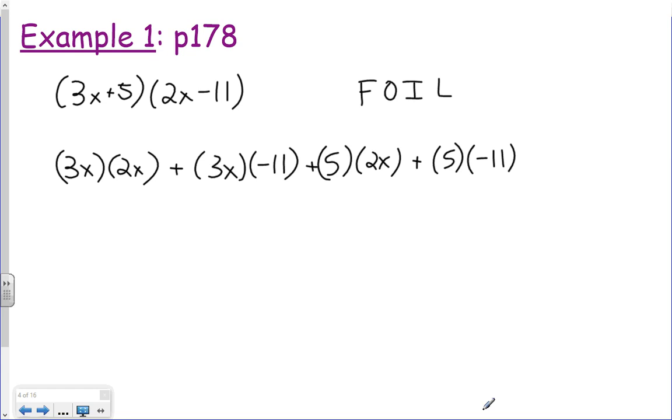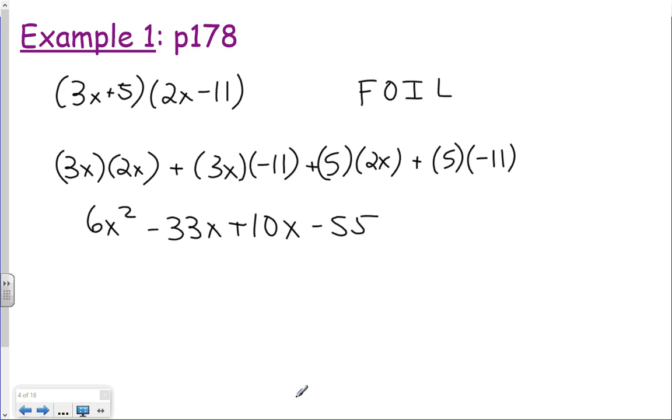And now simplify this. You have 3x times 2x, that's 6x squared. You've actually got two x terms here in the middle. We'll combine those here in a second, but let's multiply them first. We've got 3x times a negative 11, that's a minus 33x. You've got 5 times 2x, that's 10x. Again, we'll combine those in just a second. And then 5 times the negative 11 would be a minus 55.